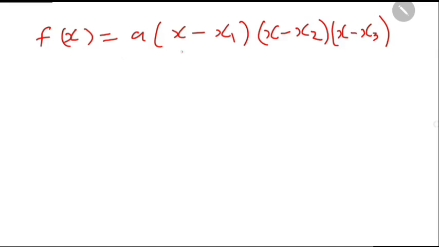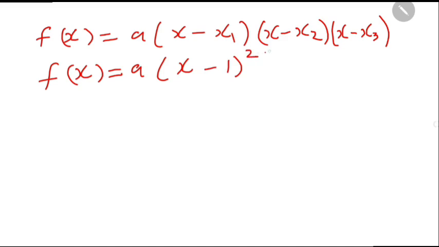So this is the root form: f of x, which is y, is equal to a times (x minus x1) multiply (x minus x2) times (x minus x3). So now we got the x-intercepts, so we're gonna say positive 1 and positive 3. So we're going to write here f of x is equal to a, and we're gonna count the turning point twice, so it's gonna be (x - 1) square, and this is gonna be multiply (x - 3).